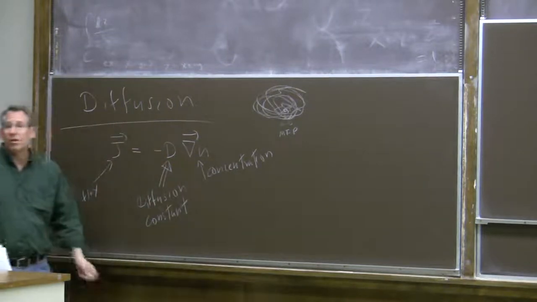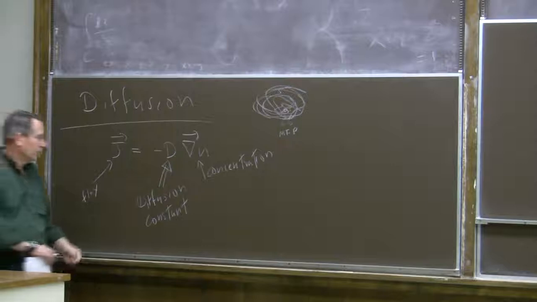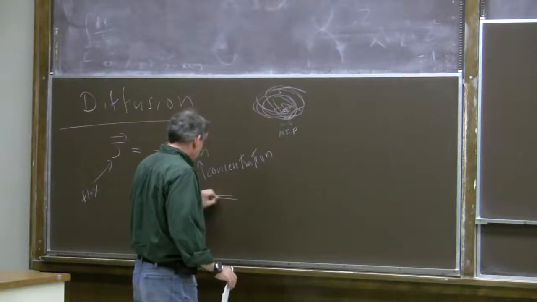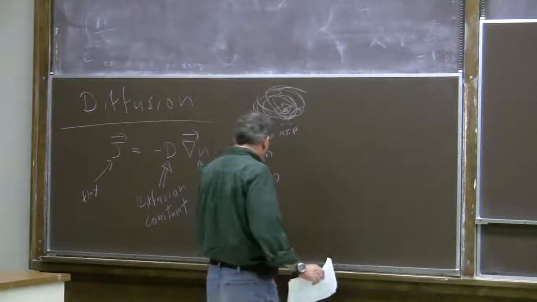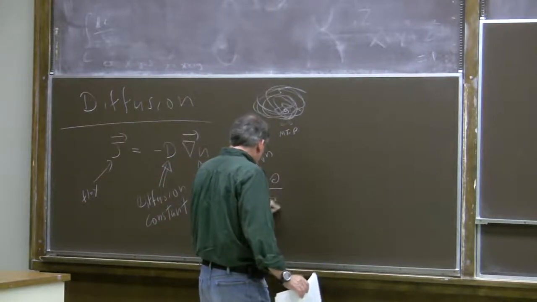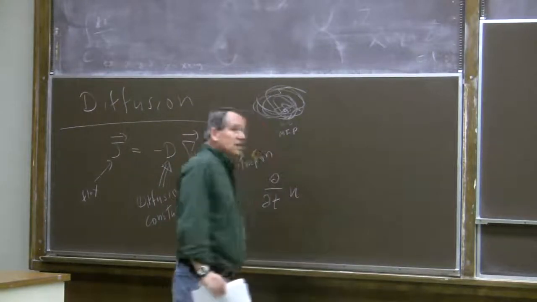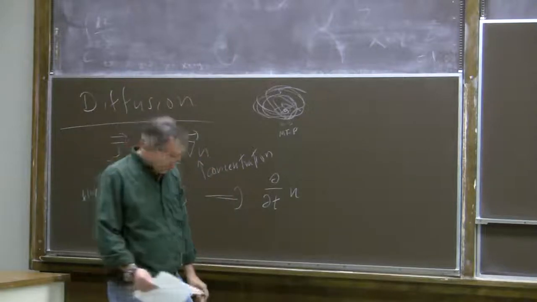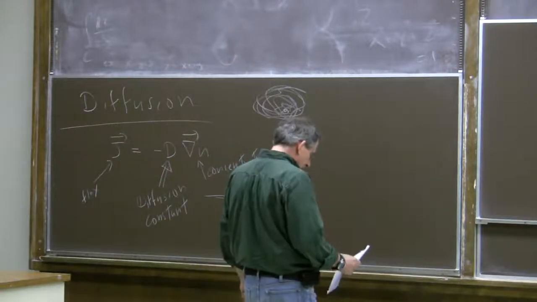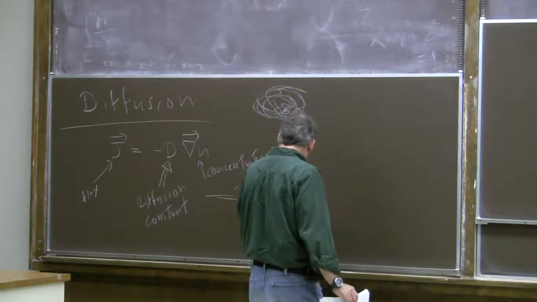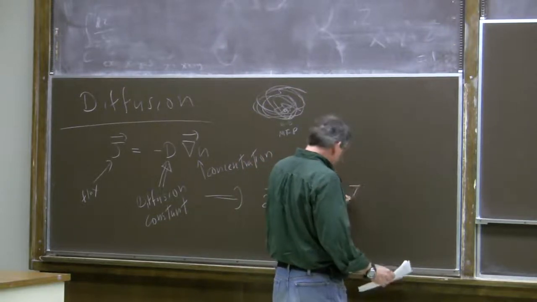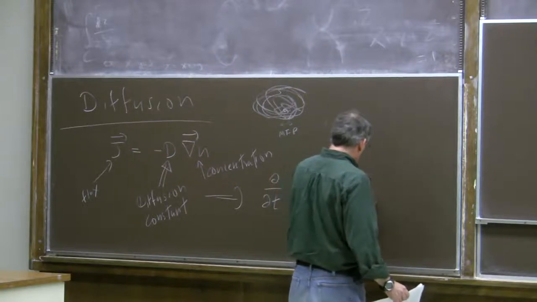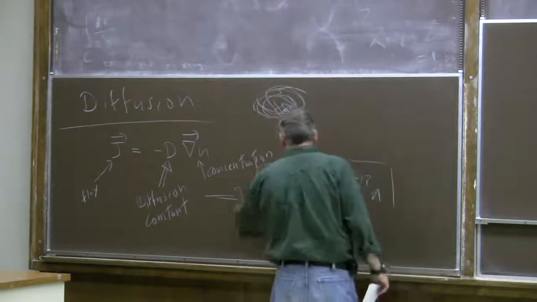Using the continuity equation, the fact that the particles are conserved, we can write down a partial differential equation governing the concentration, which says that the concentration, regarded as a function of position and time, has a time derivative which is given by D times the gradient squared of concentration. That's the diffusion equation.